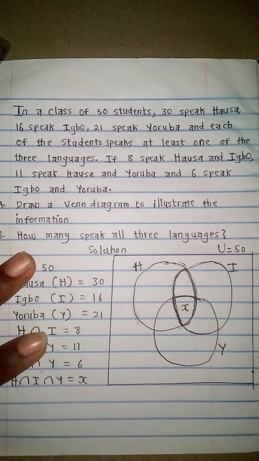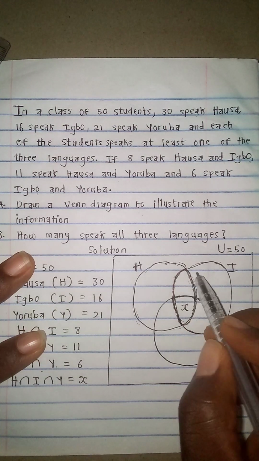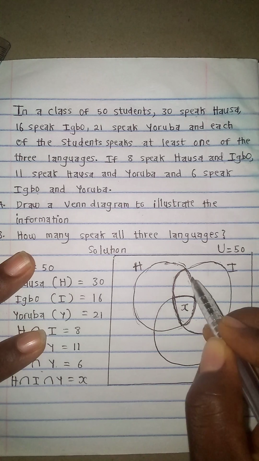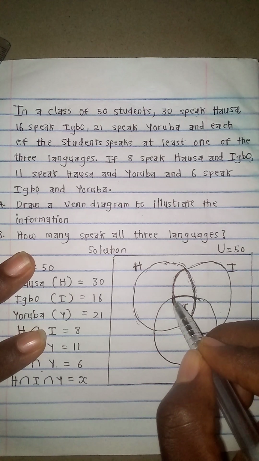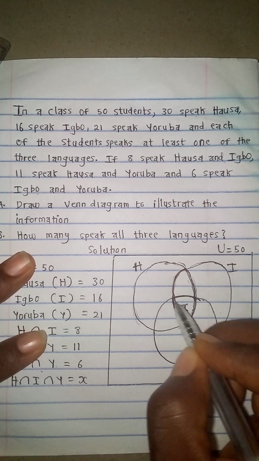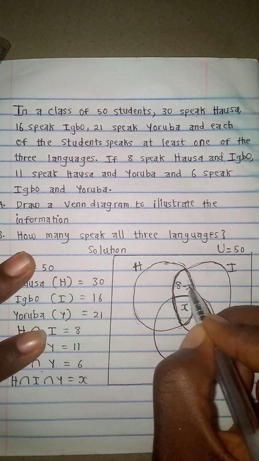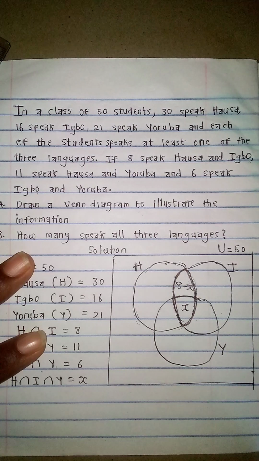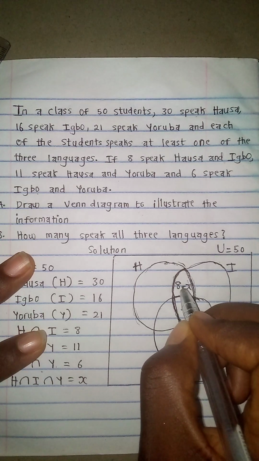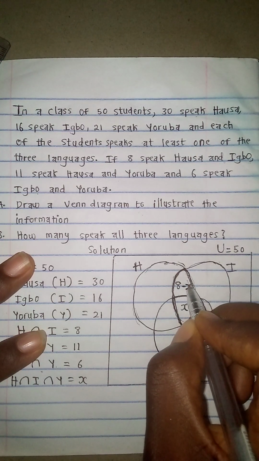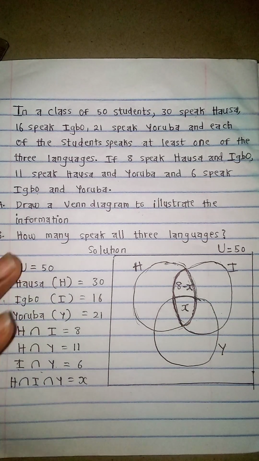So, likewise, that's the same thing we'll be doing here. The whole intersection is meant to be 8, but we have a portion that is x. So, to get the remaining portion, we subtract x from 8. That will be 8 minus x. That's what we'll be having here. I hope this is clear to everyone. This is meant to be 8 minus x. Good. Now we are done.